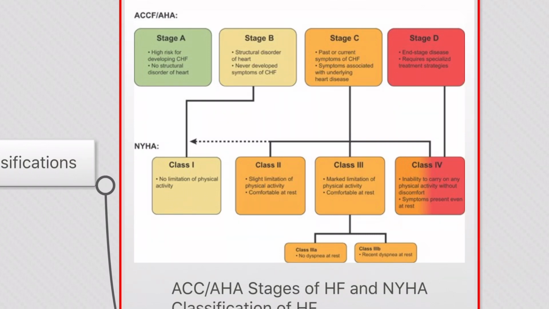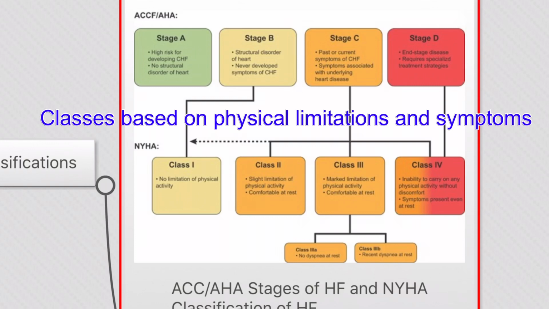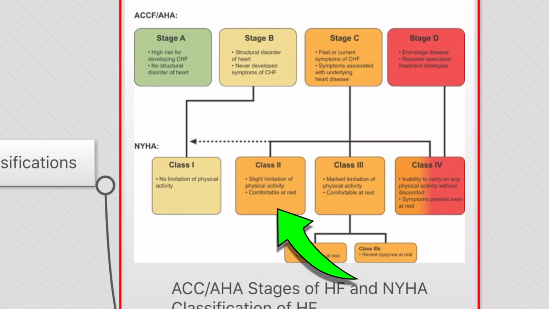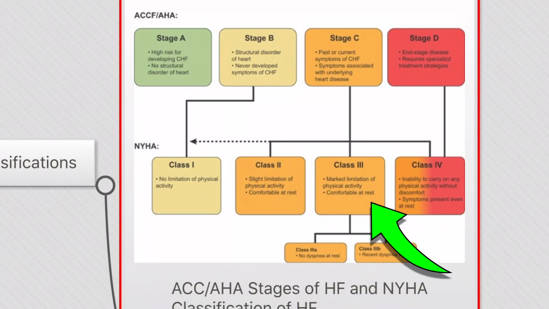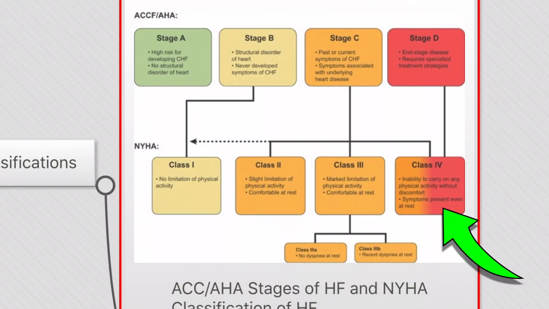Now, the classes are based on how the patients are able to perform specific activities, or based on the symptoms. Class 2, there's slight limitation of physical activity, but they're comfortable at rest. Class 3, there's a marked limitation of physical activity, and they're comfortable at rest. Lastly will be class 4, the final class: inability to carry out any physical activity without discomfort, and symptoms present even at rest.